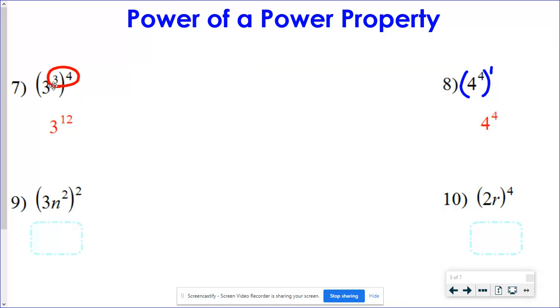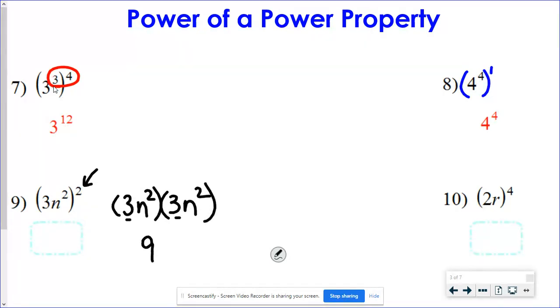In number 9, I'm going to do this one the long way once. Remember, when I have a square for an exponent, that means I've got 2 of these things that are in parentheses. So that would mean I would have 3n squared times another 3n squared. And then the 3 times the 3 would be 9. I've got 2 n's here and 2 n's here. That's n to the 4th. If we didn't want to evaluate that and make it a 9, we could just distribute this exponent, right? So that would be 3 squared. And then we multiply those exponents, n to the 4th.